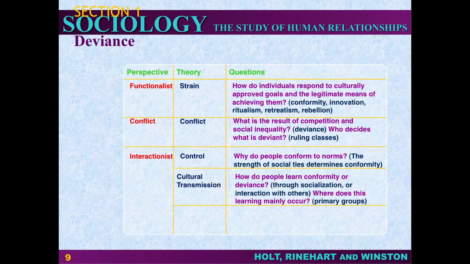Cultural transmission. How do people learn conformity or deviance? They learn it through socialization or the interactions with others. Where does this learning mainly occur? Well, it occurs through the primary groups. You tend to do what your friends are doing, and so if they are conforming, then you may conform. If they are being deviant, then you may find yourself being deviant.